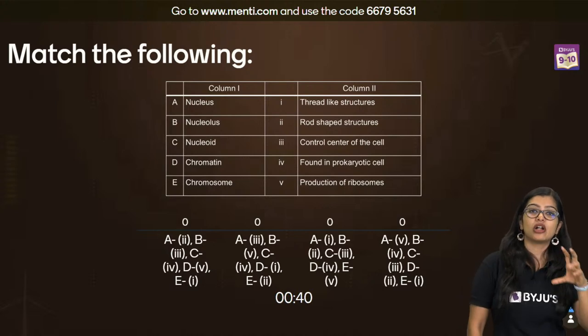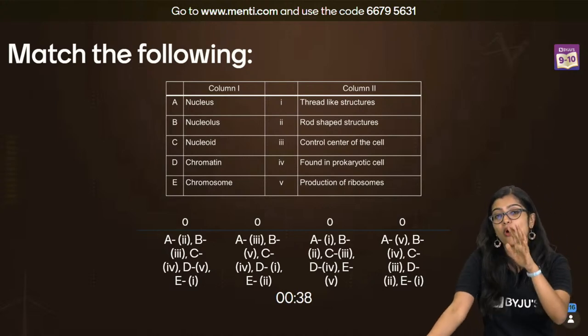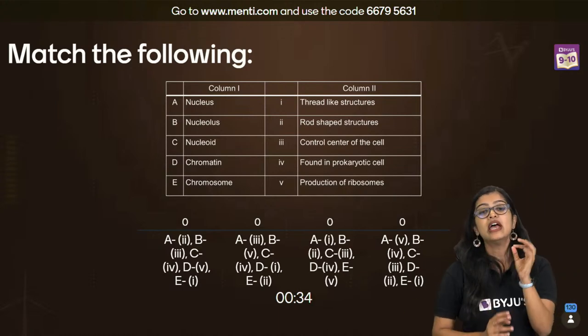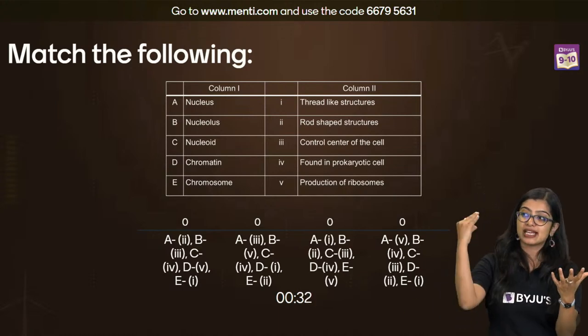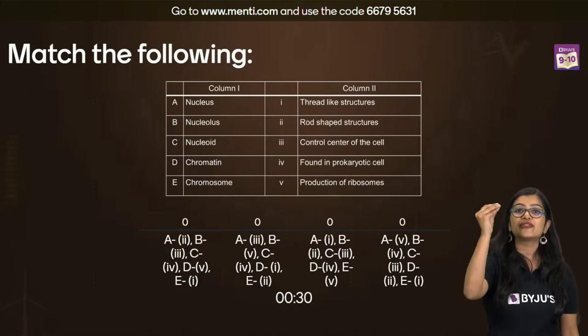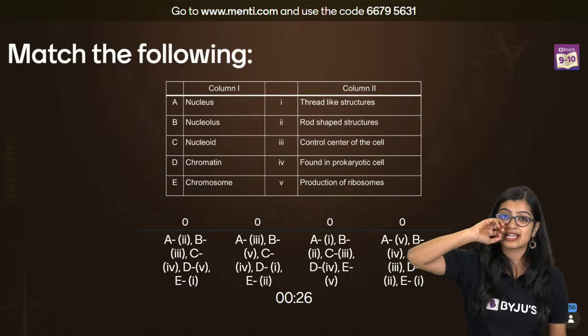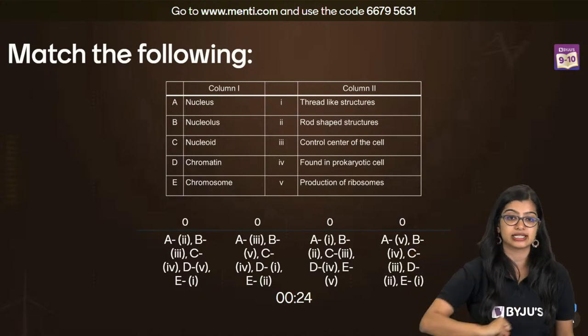Extremely salty solution means that there's very little water content in the solution, right? Extremely salty means lots and lots of salt, very little water. And that means that almost all the water content from the cell will move out through exosmosis. And if that is the case, the content will shrink considerably.